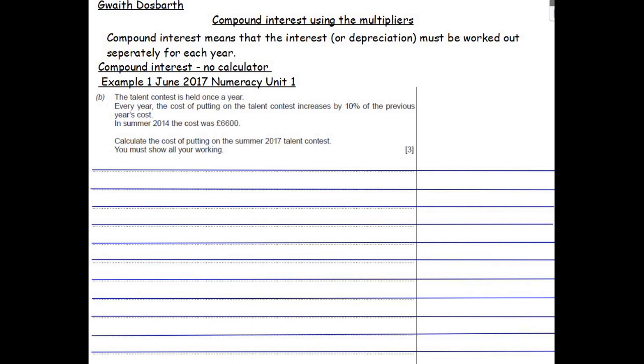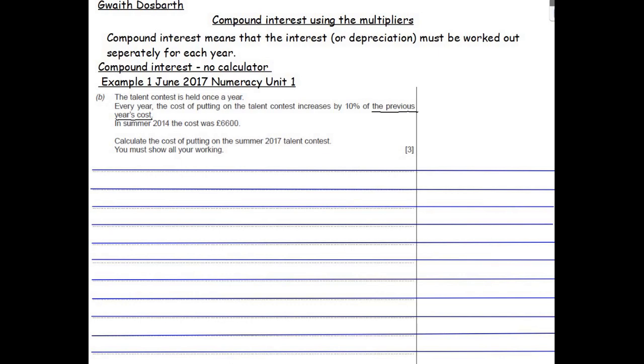If you look at, for example, this example here that came up in June 2017, this is a Unit 1 question. I want us to just have a quick little recap to make sure that you are fully confident with what you've learnt so far. When it says that it's an increase by 10% of the previous year's cost, that would be something that would tell you and remind you then that this is going to be compound interest.